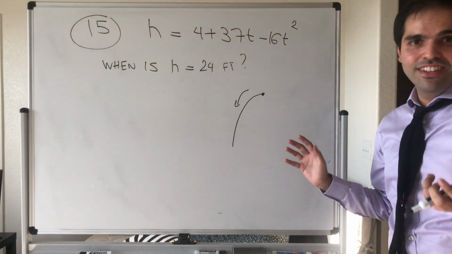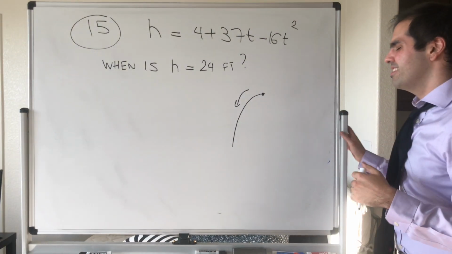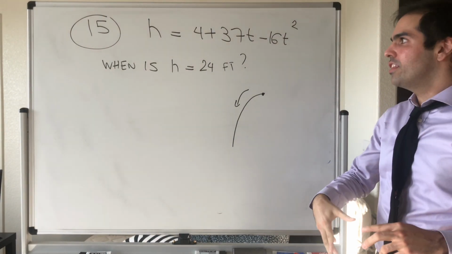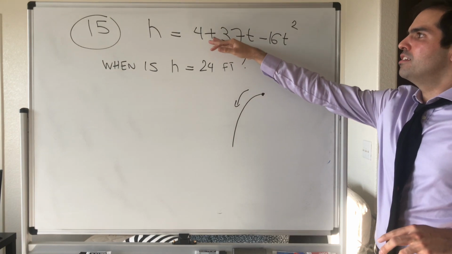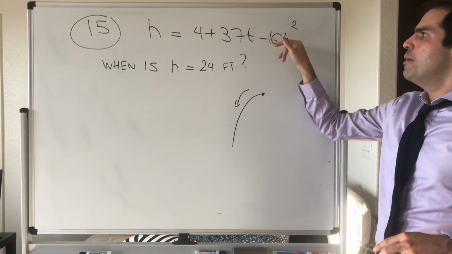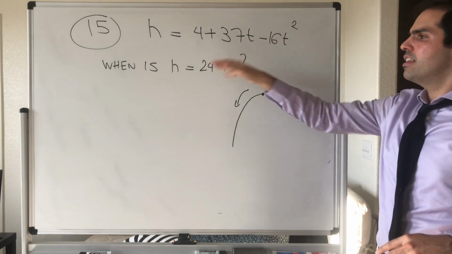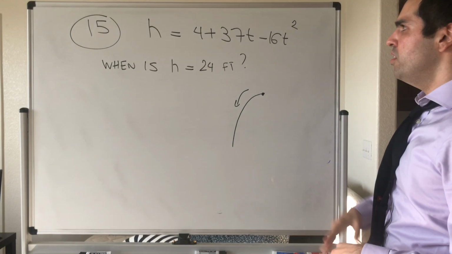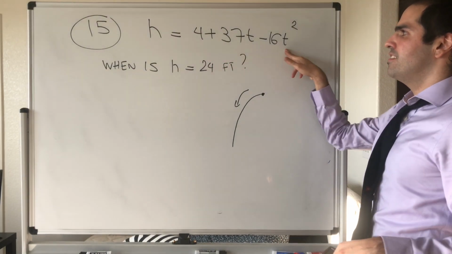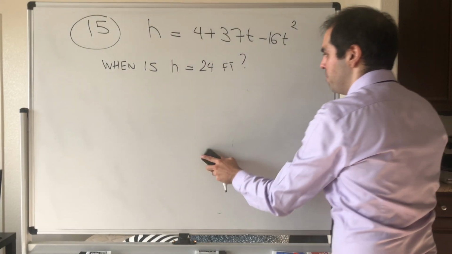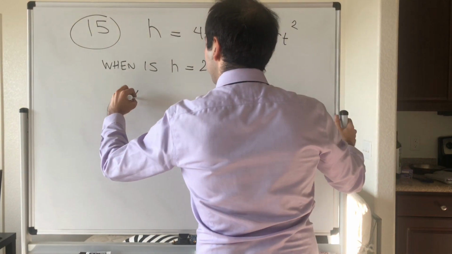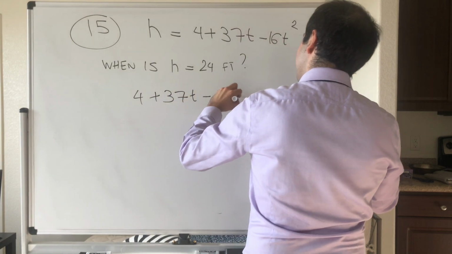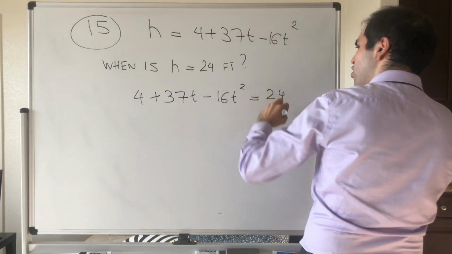All right, a little physics problem. I know there were lots of words in the problem, but basically what it's saying is, suppose you're throwing a ball down and the height of the ball is 4 plus 37t minus 16t squared. The question is, when is the height 24 feet? So all you need to find out is when this is equal to 24. So all we need to solve is 4 plus 37t minus 16t squared equals 24.